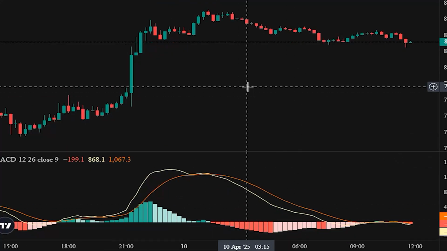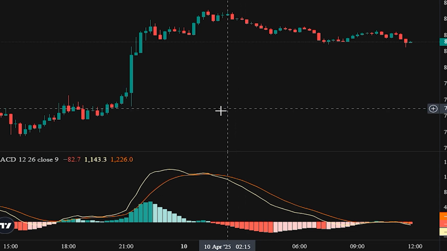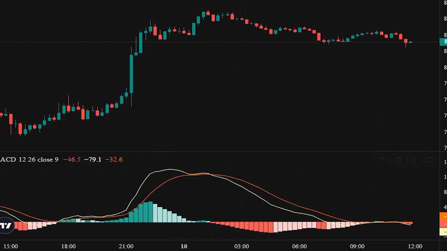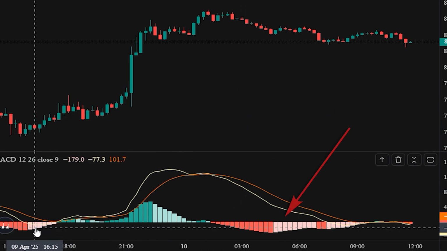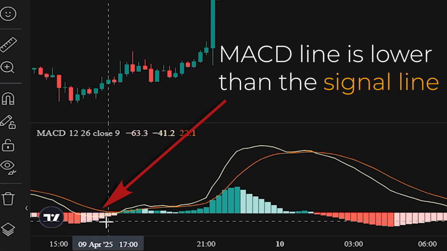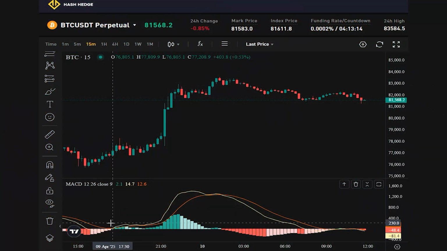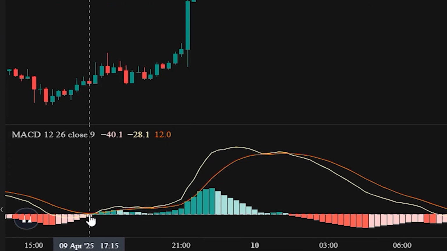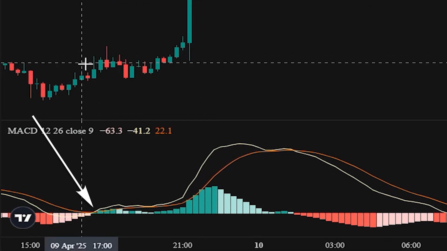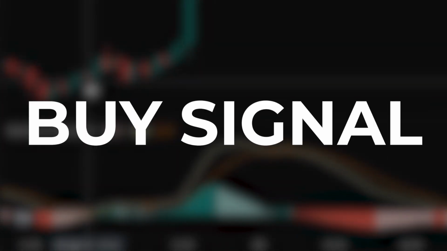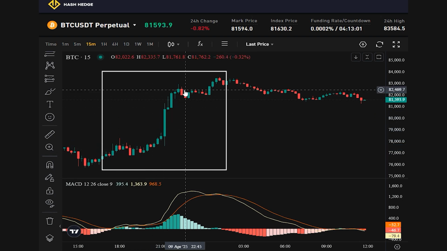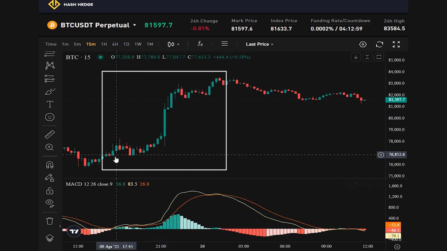We also have a histogram on the screen, which are bars that show the difference between the moving averages. They can be red and green in color. The red color indicates that the MACD line is lower than the signal line, and the main signal of the strategy is the crossing between 2 moving averages. That is, for example, here the MACD line crossed the signal line from bottom to top, which means a buy signal. We see a buy signal after the crossing, which successfully worked out.